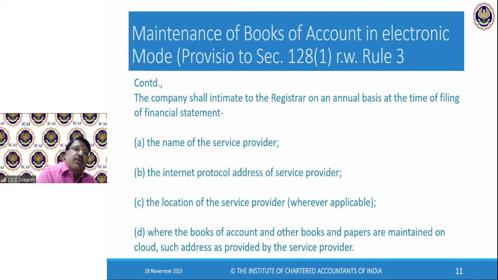The company shall intimate to the registrar on an annual basis at the time of filing of financial statement the name of the service provider, the internet protocol address, the location of the service provider, wherever applicable, where the books of account and other books and papers are maintained on cloud, such address as provided by the service provider. The idea is all these details should be there. In case the registrar wants to access it, he has the right to do so.